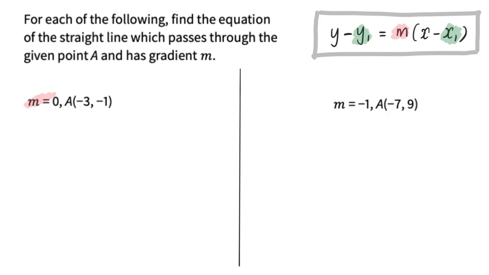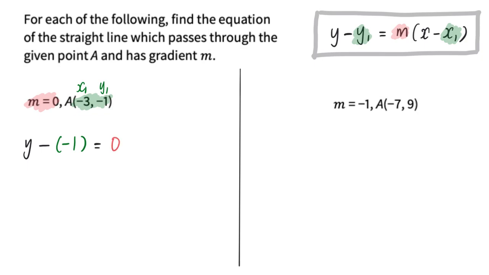Now that I know m is 0 and my point A, x is negative 3, y is negative 1, I am going to just simply substitute in. So I will have y minus my y1, this is x1, y1, so y1 will be negative 1. Do take note, every time we substitute a value in, it is recommended to use brackets.